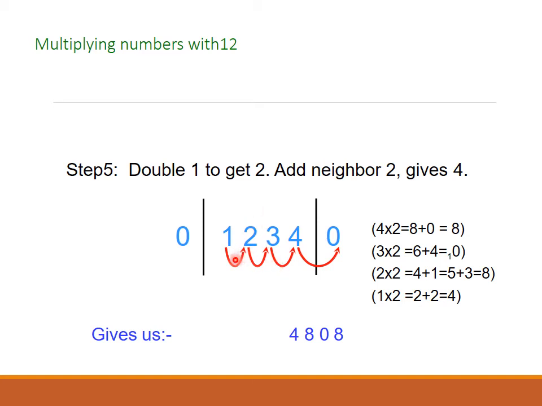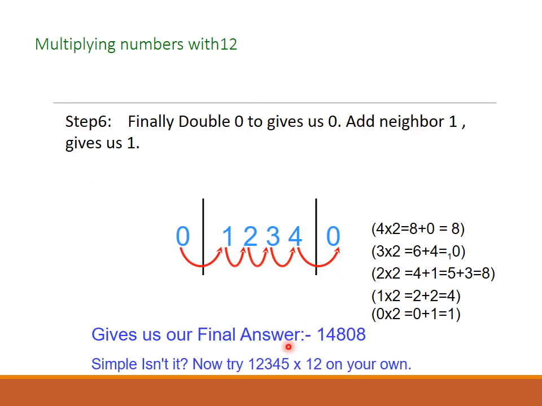okay, double 1 we get 2, and then 2 plus 2 added to the neighbor, it gives us 4. Place 4 over here, and now finally 0 plus double 0, we get 0 only. Double of 0 is 0, and add 1 because in the neighbor it is having 1. So 0 plus 1 it's 1. So place this 1 over here finally, and now it gives you the final answer 14808. So simple, isn't it?